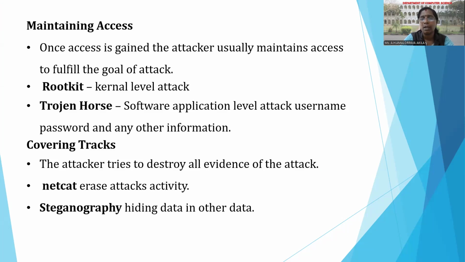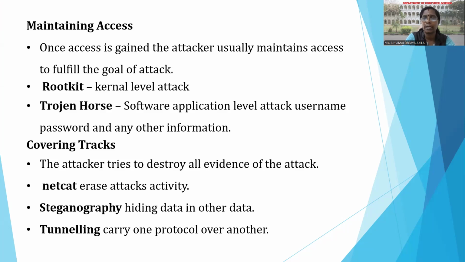Steganography is hiding data in other data. That means we will be getting some mail, and behind that mail there is some hidden information. When you click that mail, that information gets into your system and exploits it. That is steganography. Next one is tunneling. Tunneling means carrying one protocol over another. In the front there is some protocol, and at the back there is some malicious software associated with it.